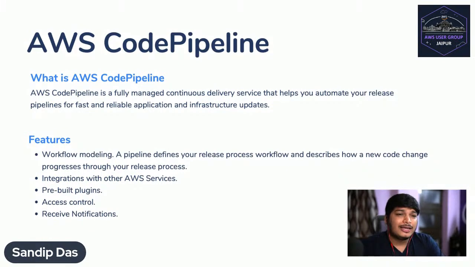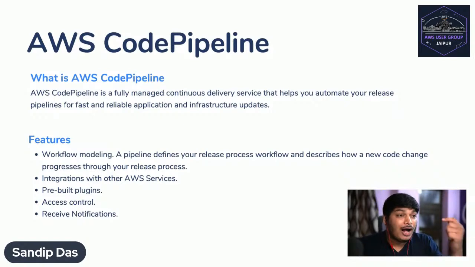AWS CodePipeline is a fully managed continuous delivery service that helps you automate your release pipelines for fast and reliable application and infrastructure updates. Now, what the heck does that mean? That simply means that you might have your source code and your build environment, but you need to flow that right from the source code. The code should go to CodeBuild, and after the build is done, it should deploy to the servers. So you have to create a workflow for that.